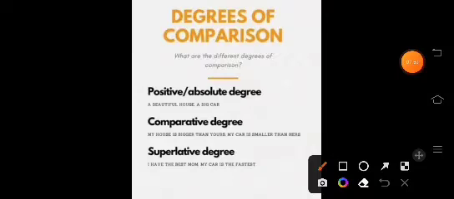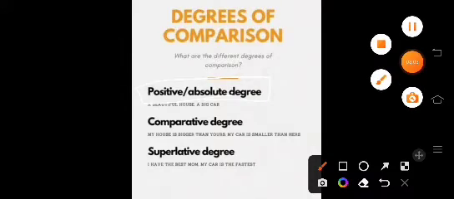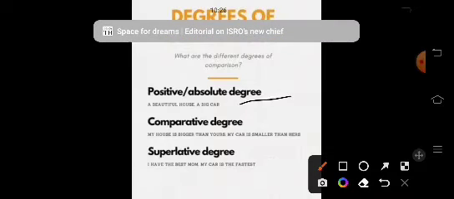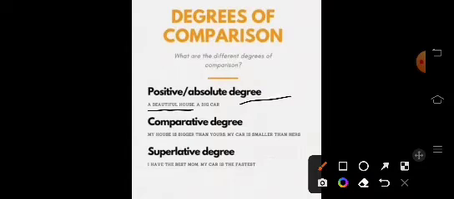Okay, first comes the positive degree, also known as absolute degree. Positive degree is used when there is no comparison made. It means when we are talking about only the person or thing mentioned in the sentence. Like a beautiful house. Mine is a beautiful house. We are not comparing our house with another house. So when no comparison is made with another thing, then we use the positive degree.